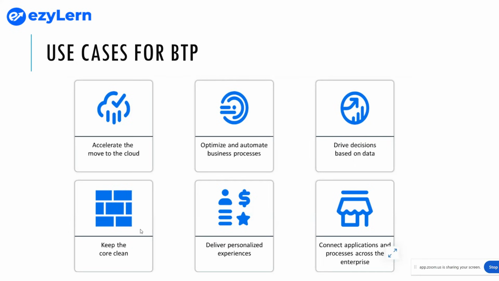Then you have keep the core clean. So to maintain system stability and ease of upgrades, it is advisable to keep the core clean by adhering to the clean core principles, which involve maintaining an up to date and cloud compliant system. So for on-premise solutions, returning to the default implementation can help achieve that goal.